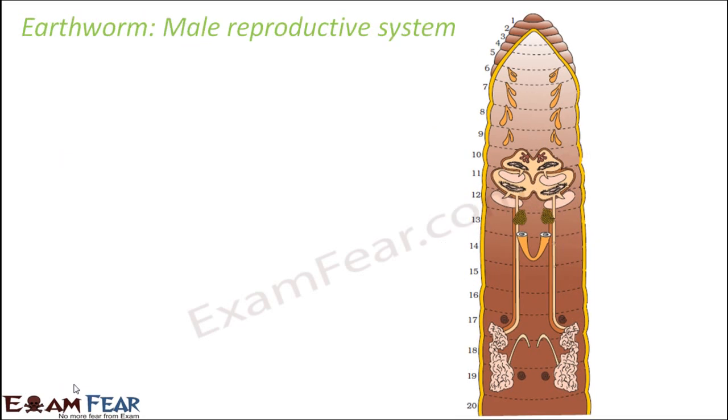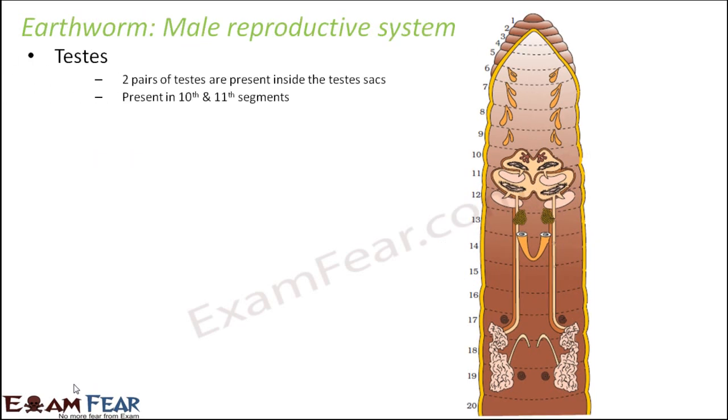So we will start with male reproductive system. The first important part of male reproductive system is testis. Now two pairs of testes are present inside the testis sacs. So there are sac-like structures, you can say a cavity kind of a thing inside which the testes are located. They are present in the 10th and 11th segment.